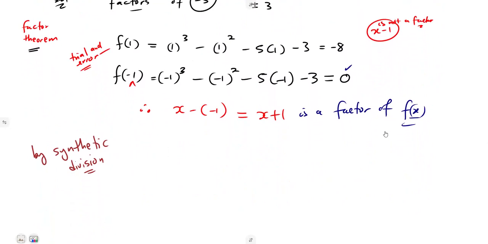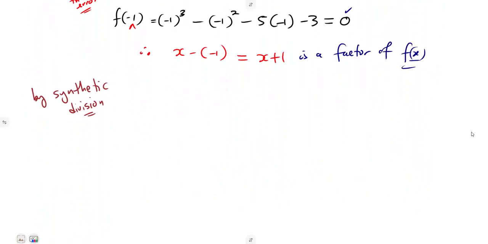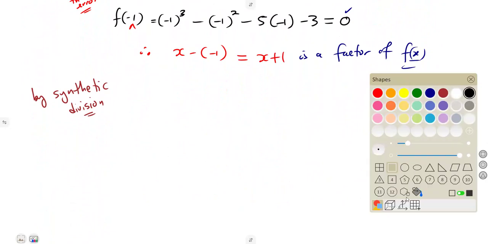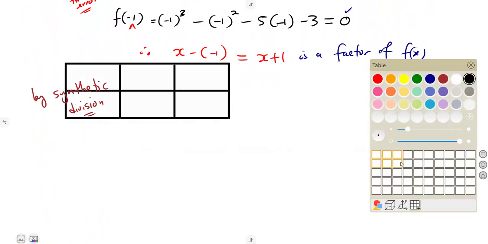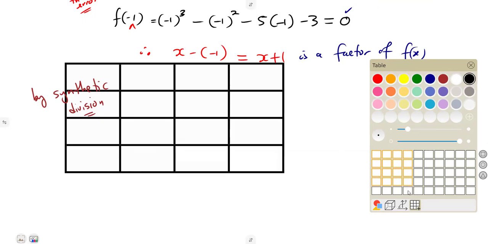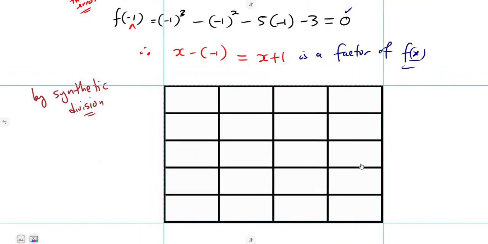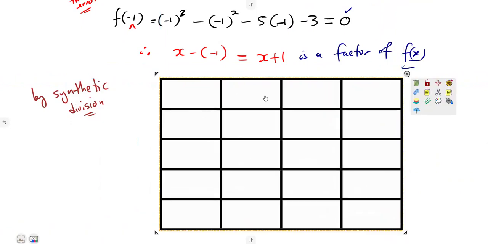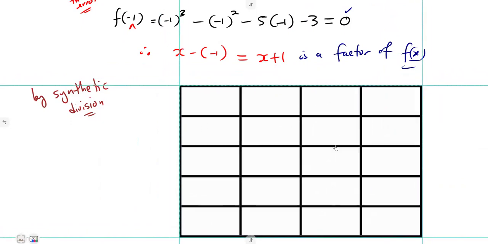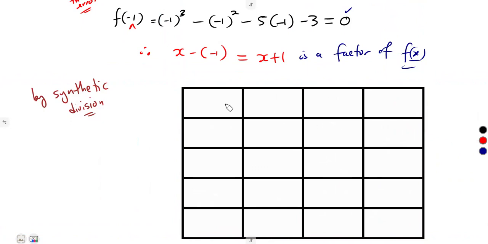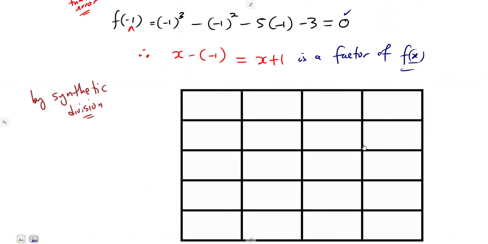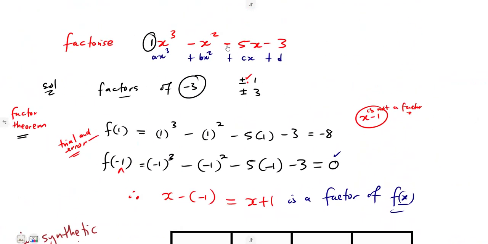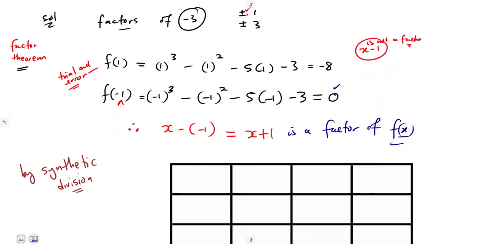All right, so this is what you're going to do. You formulate a table, where you're going to need 1, 2, 3, 4, then 5 columns. I'm going to need another one. All right, no problem. So this is it. You are going to need a table like this, where you are going to have the coefficients, the constants A, B, C, and D of the cubic expression.